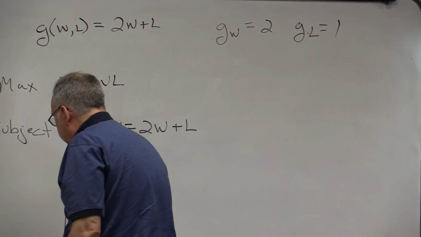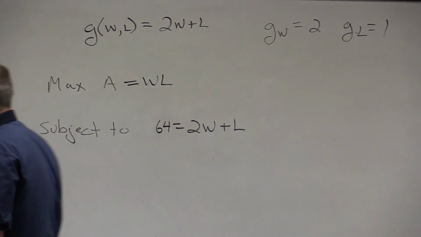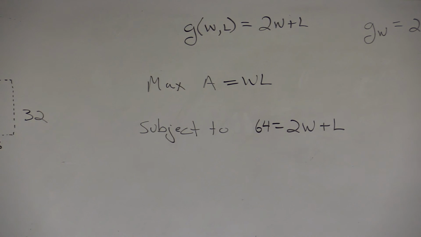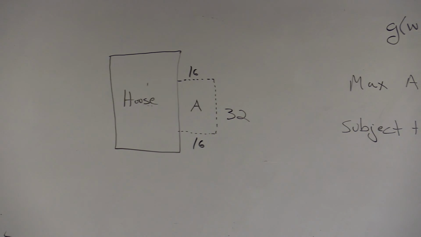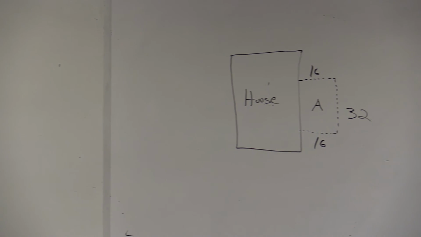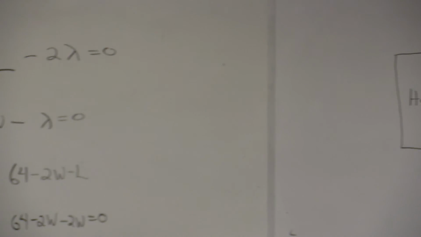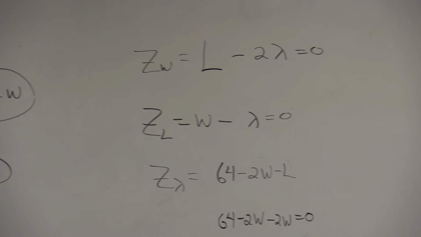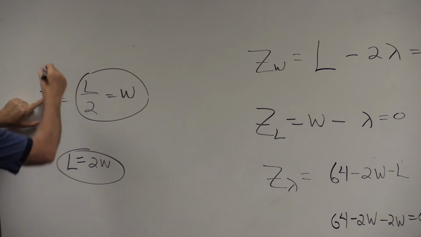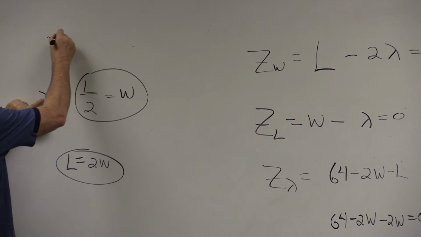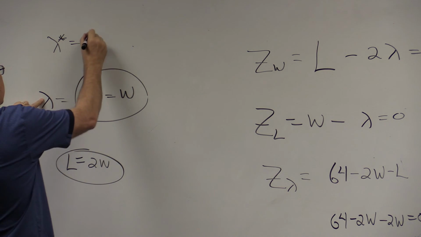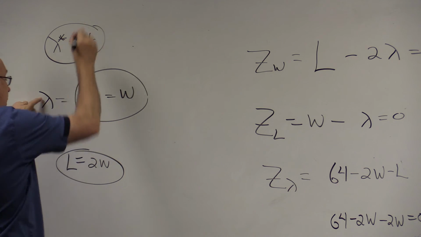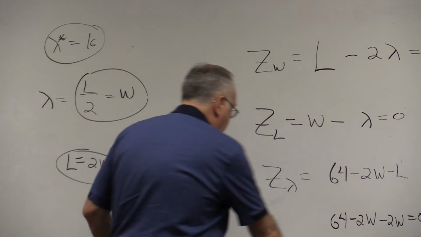And our bordered Hessian. Oh, you know what we should do? What I forgot to do over here? W and lambda are the same. So our lambda star value is the same as W, which was 16. So let's make note of that.